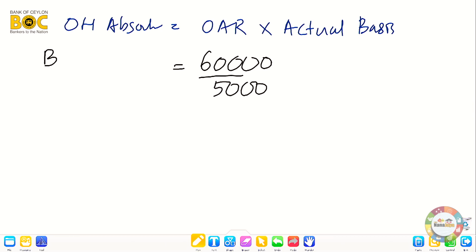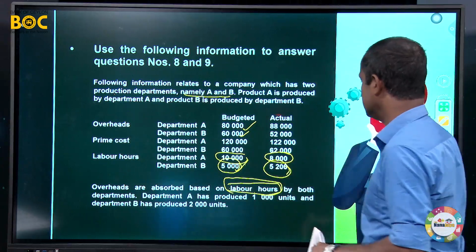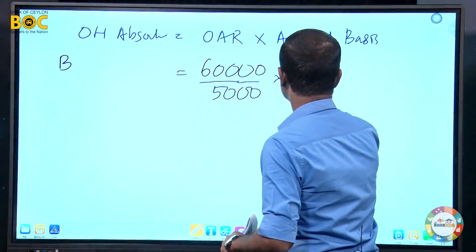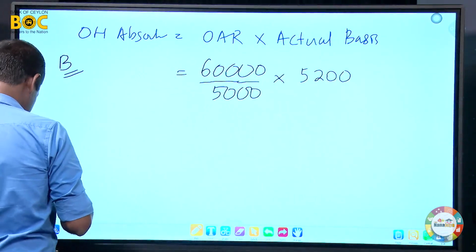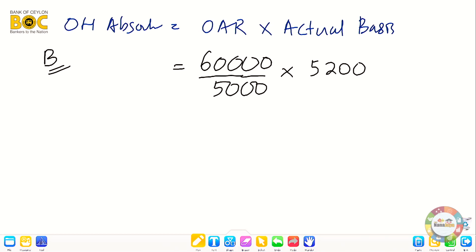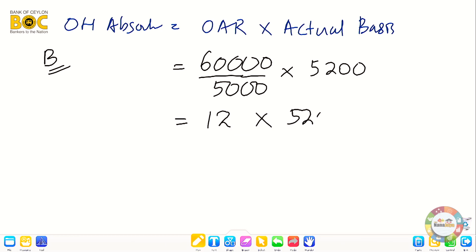5,000 into actual labor hours. The actual labor hours for department B are 5,200. This is for department B: 60,000 divided by 5,000 is 12, into 5,200. The answer you get is 62,400.